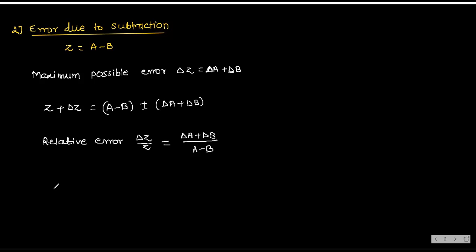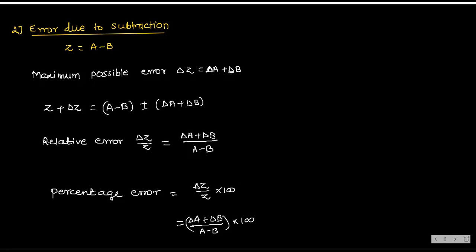And percentage error, what will you get here? This relative error into 100. So therefore percentage error is equal to delta z by z into 100, that is equal to delta a plus delta b by a minus b into 100. This is your percentage error in case of subtraction. Note down this.